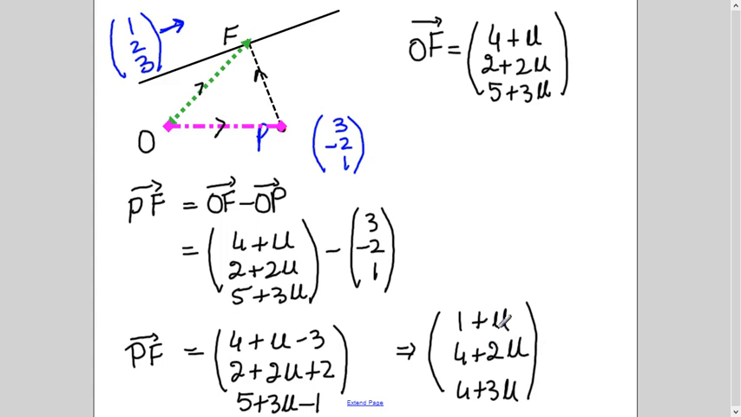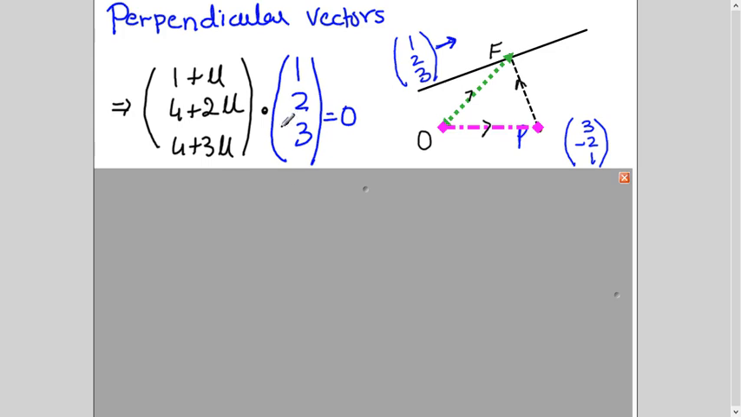Now, how can we find this out? Now you know vector PF and you know the direction of this line, the vector (1, 2, 3). So you can recall here the concept of perpendicular vectors. The dot product of perpendicular vectors is 0. It means this vector dot product with this vector will give you 0, right? So we will apply this concept.